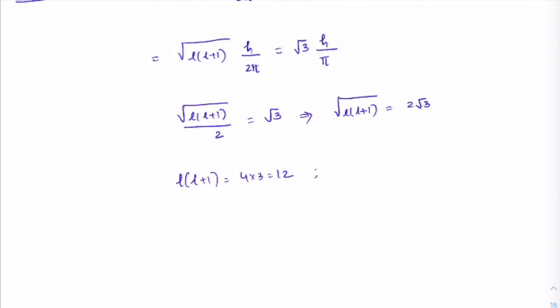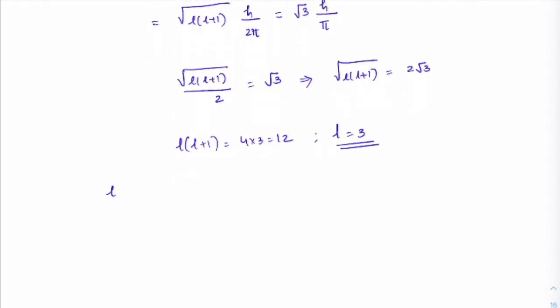On solving it, I will get L is equal to 3. I'm sure you can understand this quadratic equation, which is L square plus L minus 12 equal to 0, which implies L square plus 4L minus 3L minus 12 equal to 0. So you know how to solve this quadratic equation. You will get only one positive value, that will be L is equal to 3.